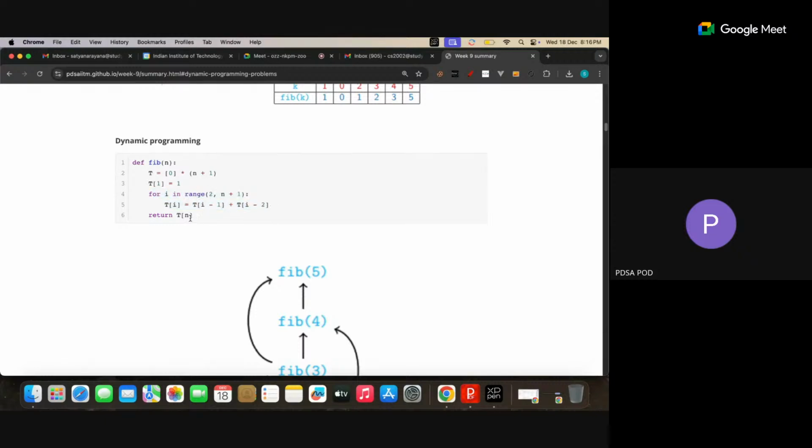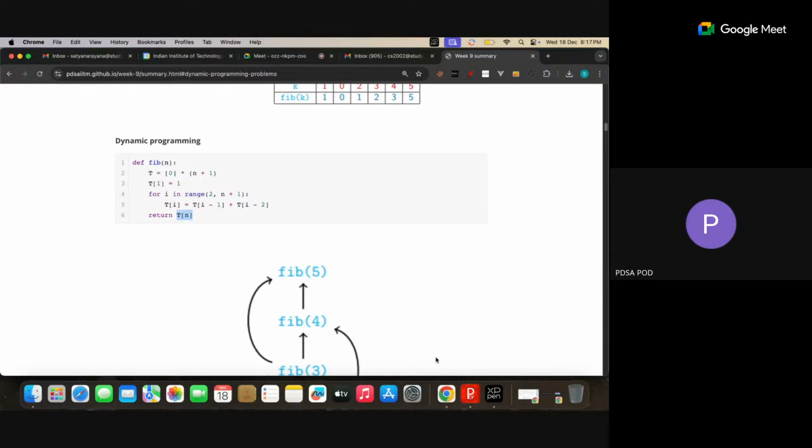Once it is computed, the final result is available in the last index position. Is it right? Yes, sir. The last index position only. So it is called the bottom-up approach. Already the base values are fixed. From the base value, we want to compute the current value.